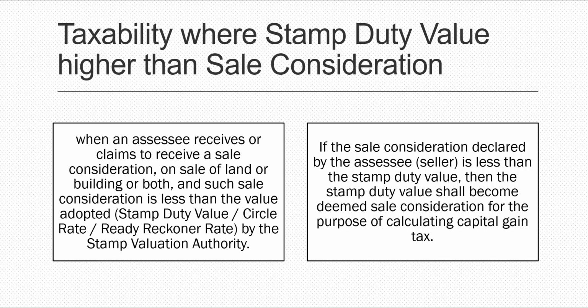So normally, people try to bring down the value of the property because they want to pay less stamp duty as well as less income tax. Less stamp duty is taken care of by the circle rates, and less income tax is taken care of by this law, that you have to pay income tax as well as stamp duty as per the stamp duty value. So the government has closed both.